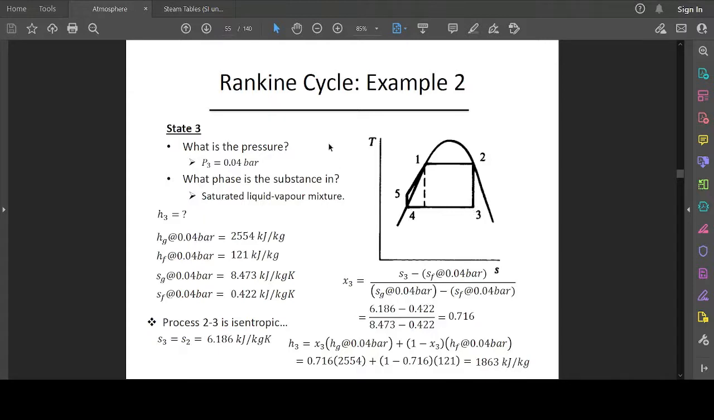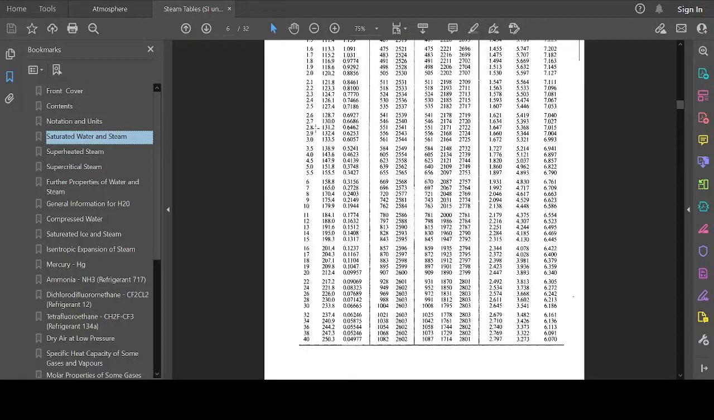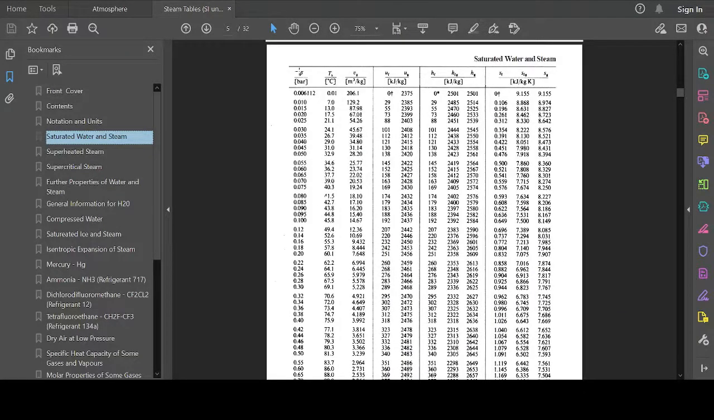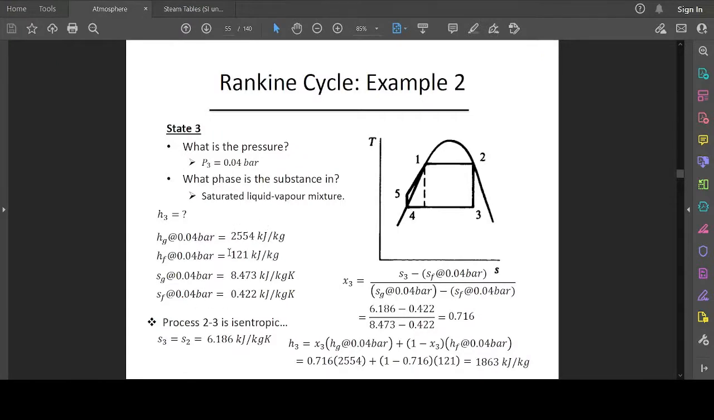We look on the steam table. At 0.04 bar, we go up here, pressure 0.04 bar. So we read out the value of enthalpy of the liquid, enthalpy of the gas phase, entropy of the liquid, and entropy of the gas phase. And once we do, we list them all out here.